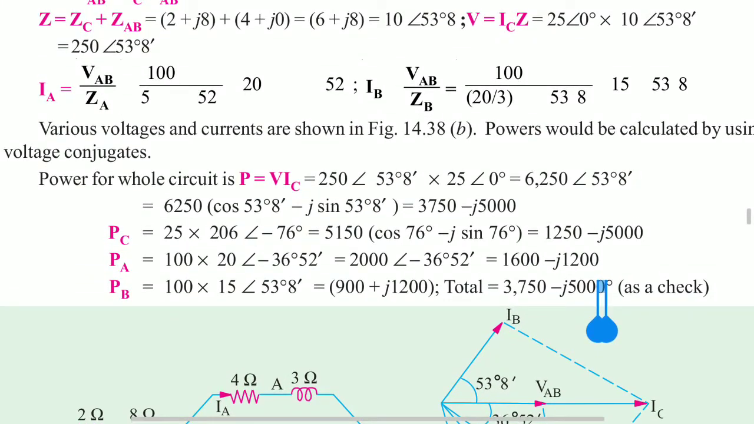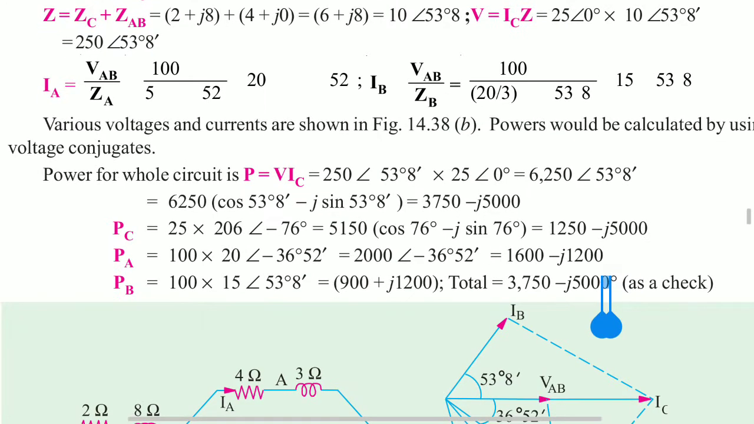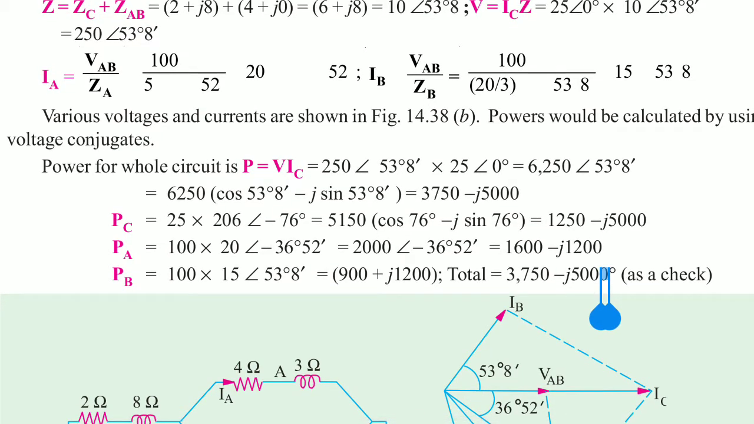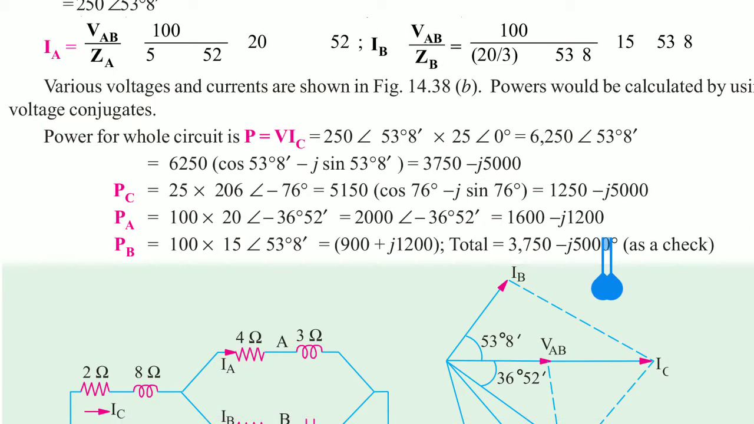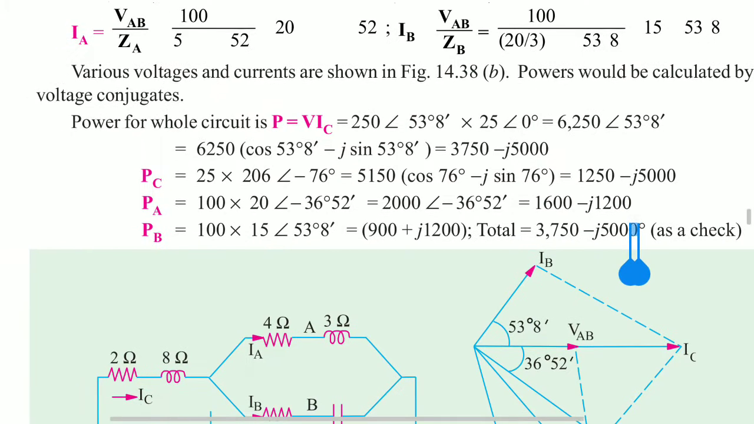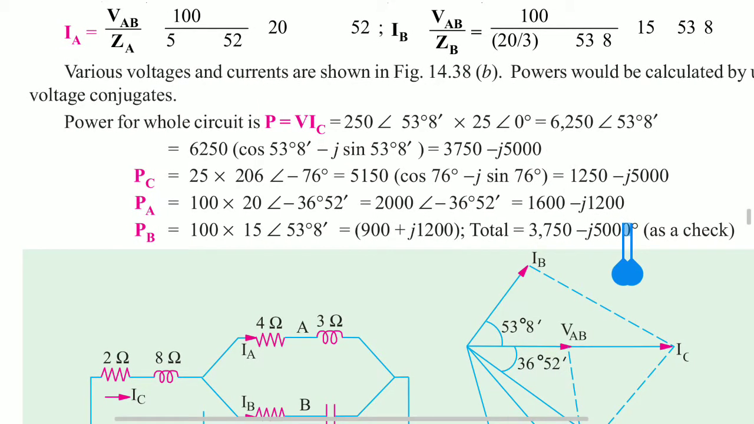Here, two powers are in there. The power for the whole circuit means two powers are there, so we have to determine them. How can we determine? Here 6250 angle of 53 degrees 8 minutes is 6250 cos 53 degrees 8 minutes minus j sin 53 degrees 8 minutes. So here 3750 minus j 5000.